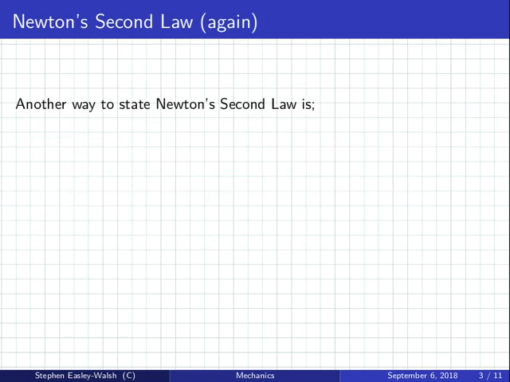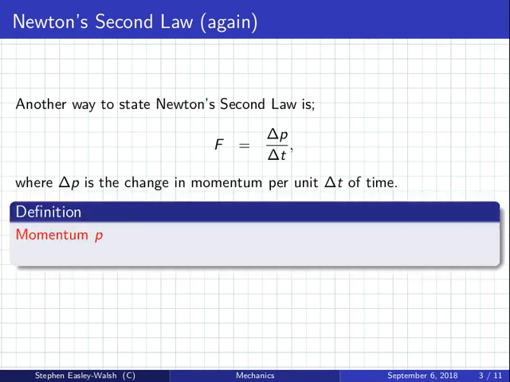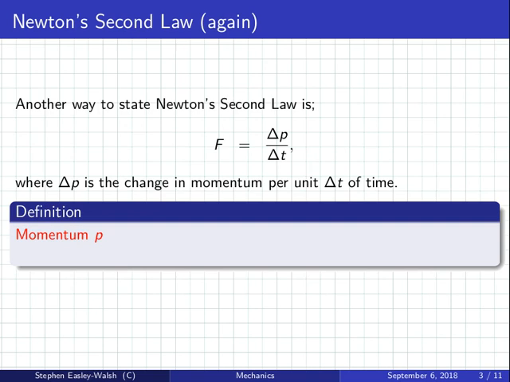Right. Another way to state Newton's second law is like this, where delta P is the change in momentum. So before we even can continue with this, we actually have to first say what momentum is. So this is our first definition. Before we can understand this new formula, it actually turns out it really is the same formula. But before we can discuss that, we have to talk about this new thing called momentum.